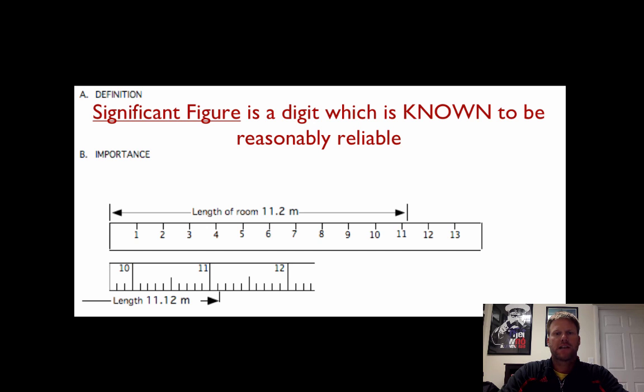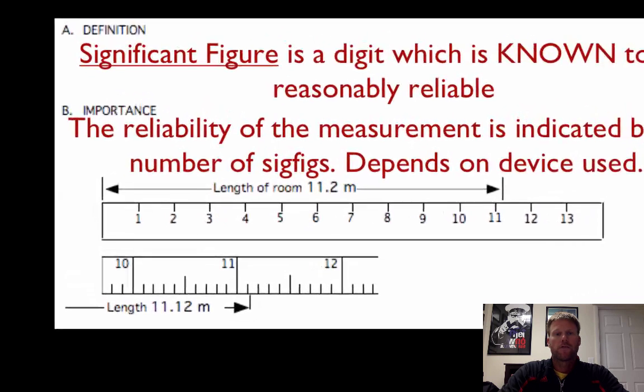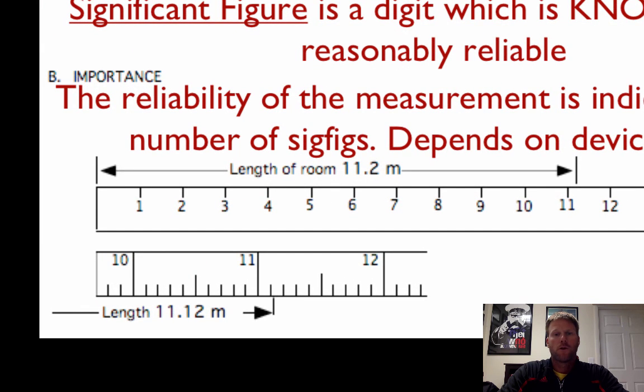Well, scientists collect quantitative data with some type of instrument or measuring device. These measuring devices have a certain degree of precision. When taking a measurement and recording data, scientists are limited by the precision of the instrument. Take these two rulers, for example. The first ruler has markings for every meter. We can definitely determine the length of the room to the nearest meter, but then we can also estimate to the tenths place. A correct measurement with this device would be 11.2 meters, which is 3 significant figures.